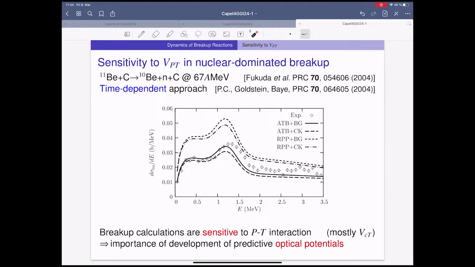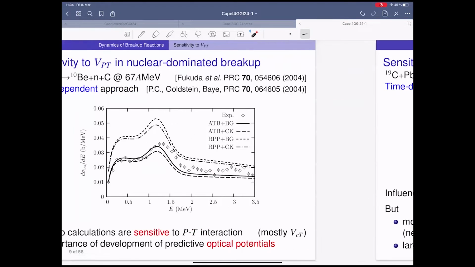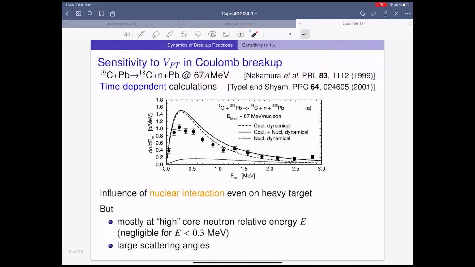Now this is a bit of cheating because it's a nuclear dominated process. So I'm looking at something which we know is significant. But other people have also looked at the sensitivity to that interaction in Coulomb breakup, because in Coulomb breakup, you could say Coulomb is dominant. So what's going to happen? And here is a calculation by Typel and Shyam for the breakup of carbon-19. And what you see here, they did a fully dynamical calculation for the Coulomb breakup.